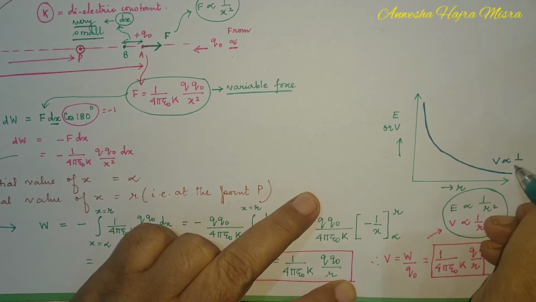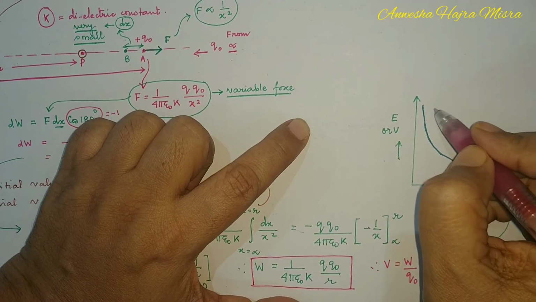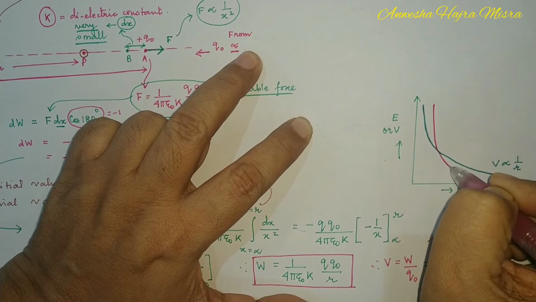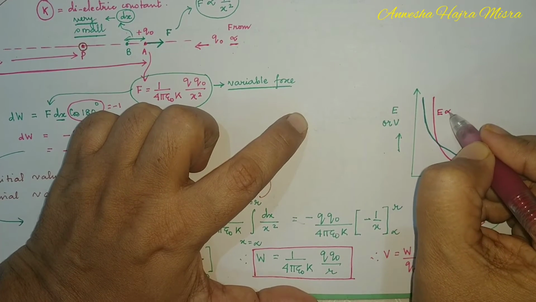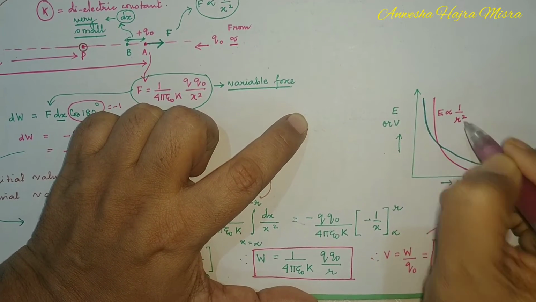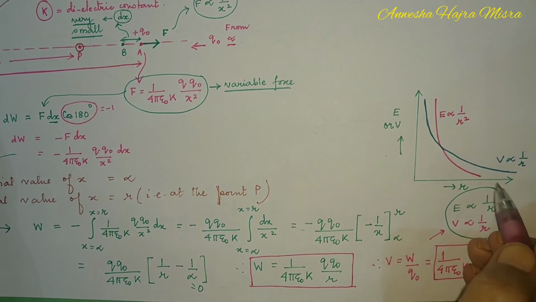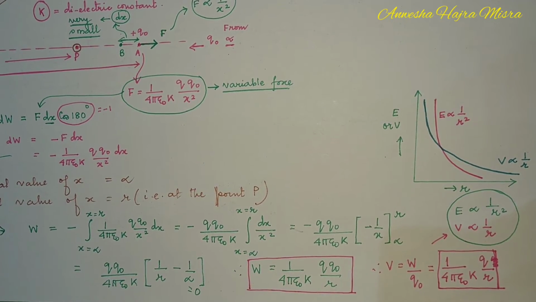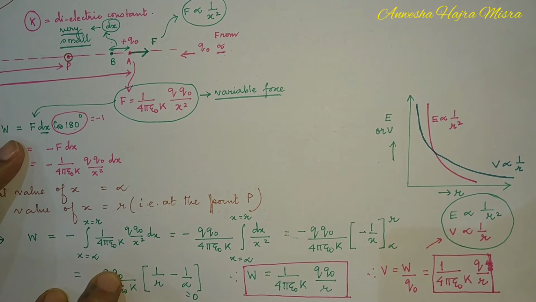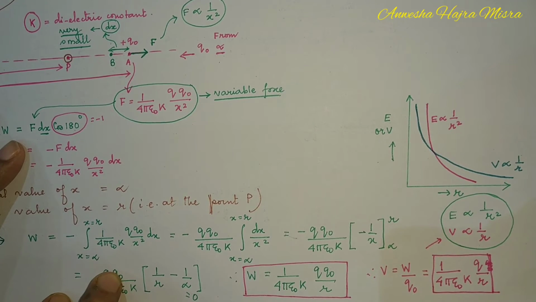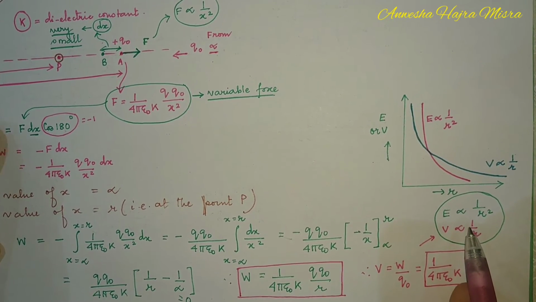Potential varies as 1 by r. But for intensity, the graph will be a steeper one. It will fall in a more steeper way. Intensity varies as 1 by r square. This one, the pink one, is the intensity graph and the blue one is the potential graph. We see that the intensity will fall much more steeper than the potential. Intensity will fall rapidly because it varies as 1 by r square.